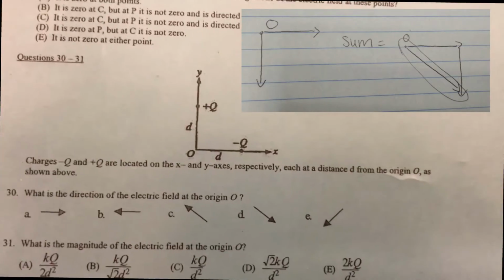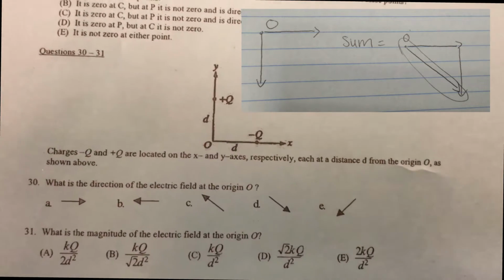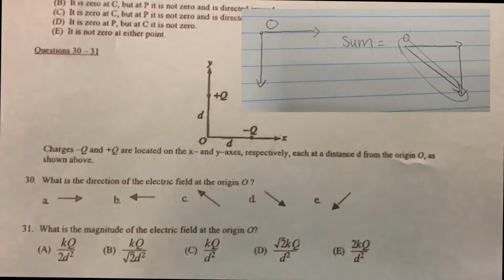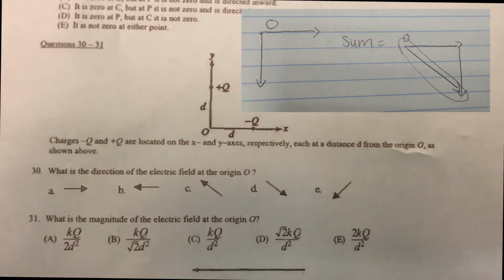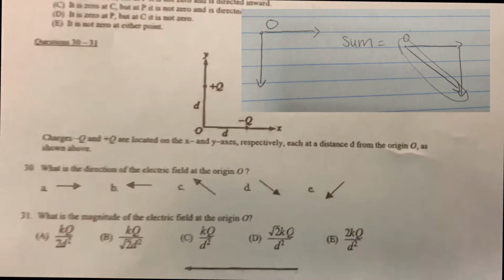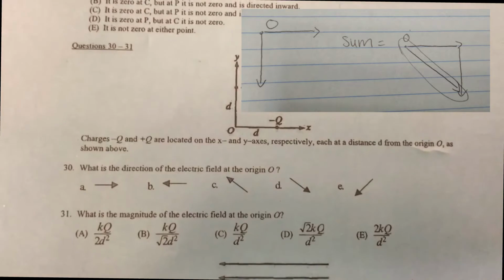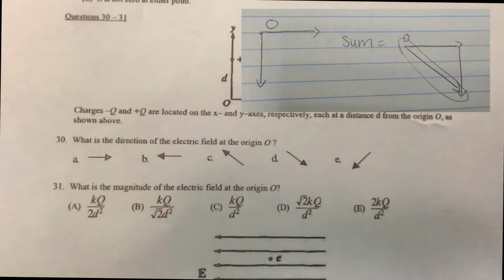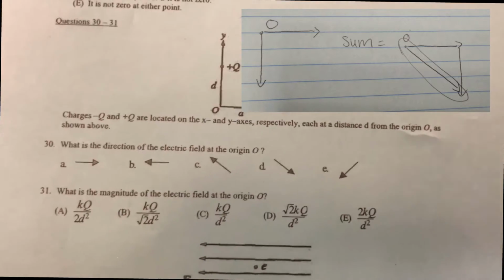Alright, for number 30, it asks to find the direction of the electric field at the origin. Assuming that it is a positive charge, it'll be going down in the y direction because of the positive q charge, and towards the positive x direction because of the negative q charge. Therefore, its net direction will be D.